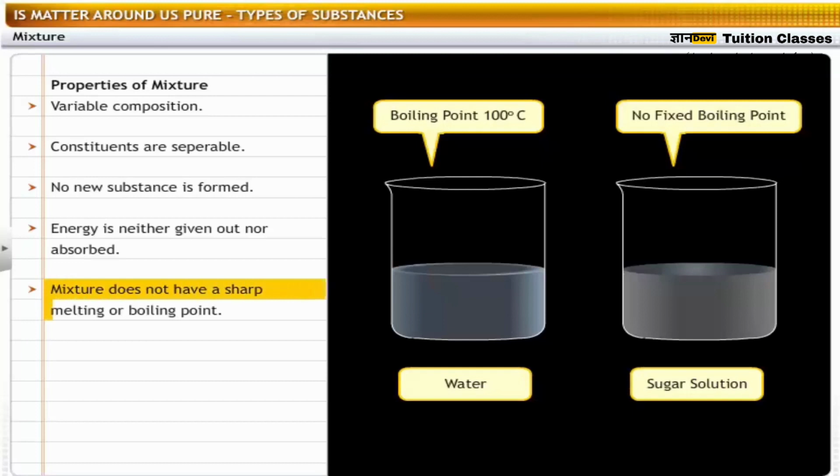A mixture does not have a sharp melting or boiling point. For example, sugar solution does not boil at a fixed temperature.